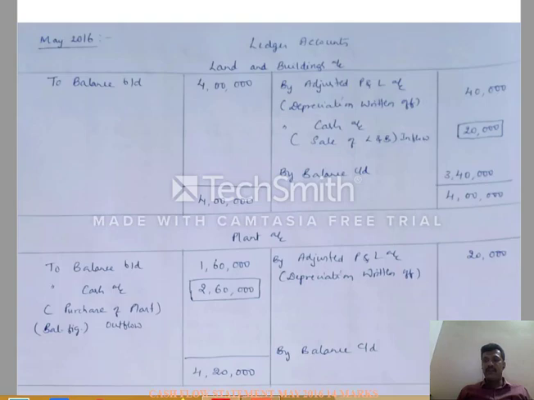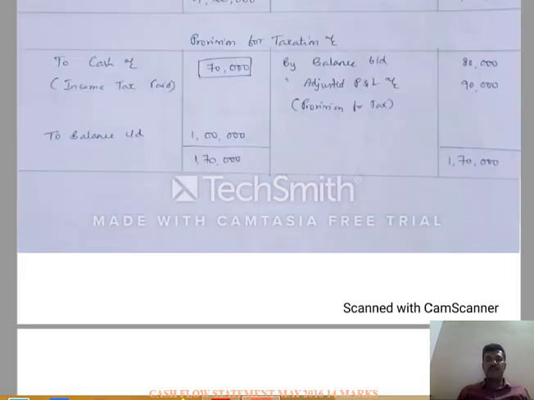Then the third ledger account, provision for taxation account. So provision for tax is a liability item, therefore opening balance we have to enter it on the credit side and closing balance on the debit side, that is 80,000 and 1 lakh respectively.